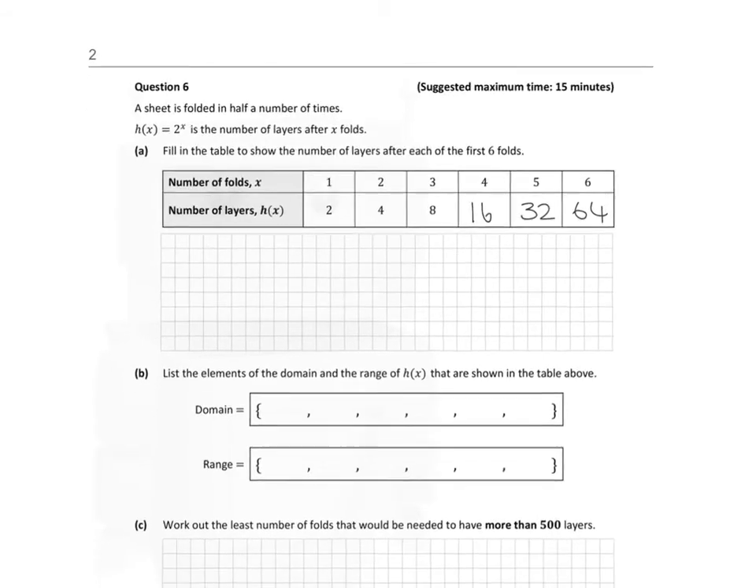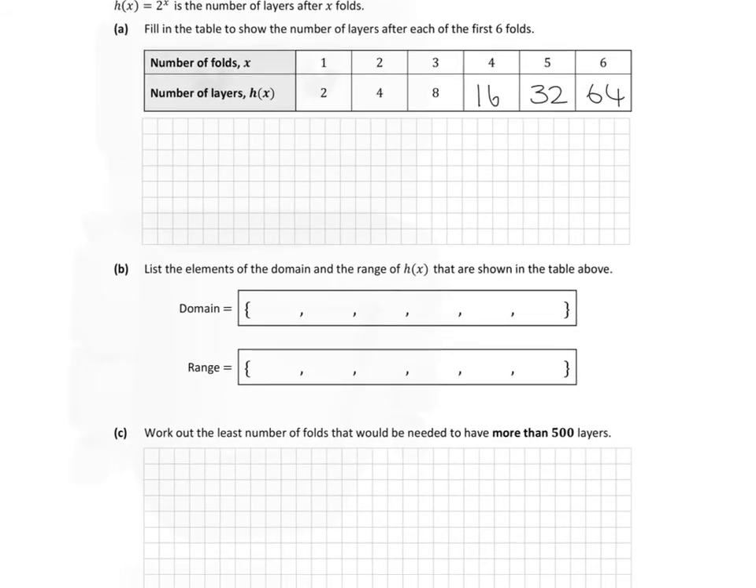Okay, then we have to list the elements of the domain and the range that are shown in the table below. So the number of folds, that's my inputs. That's what I'm putting into the function, which is your domain. Your domain are your inputs. So I get 1, 2, 3, 4, 5, 6 for my inputs. And my range is my outputs, what the whole function is going to equal after I've put in my domain, which is 2, 4, 8, 16, 32, and 64.